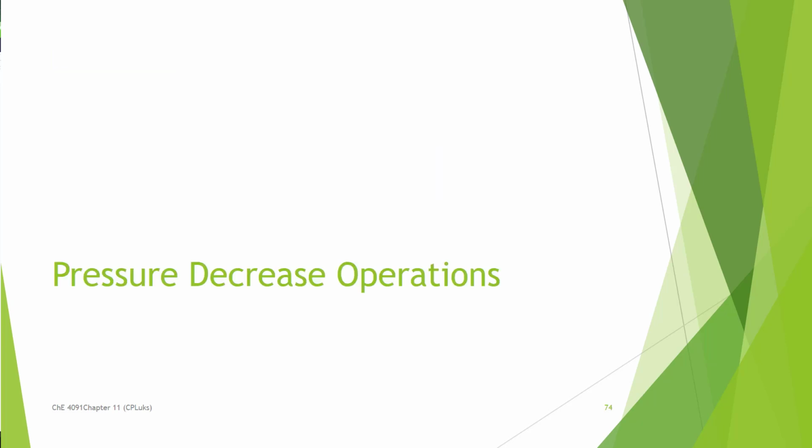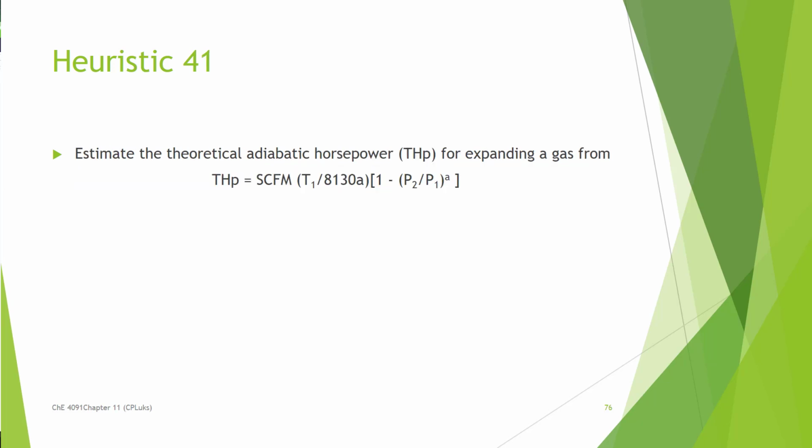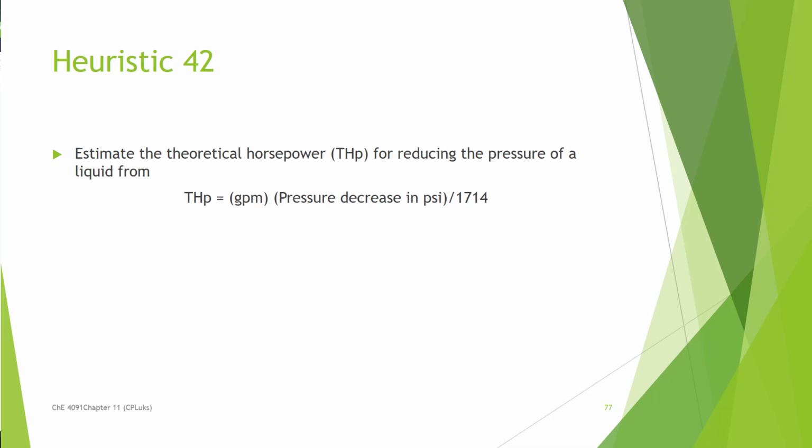If you want to drop the pressure, well, you can use an expander to reduce the pressure of a gas, but you can also use a pressure recovery turbine to reduce the pressure. Okay? You're going to do these things when the pressure drop is enough that you can actually get an economically reasonable recovery of energy. So 20 to 150 horsepower for the gas or for the liquid. Again, we have formulas for how to estimate what that theoretical horsepower would be for a liquid.